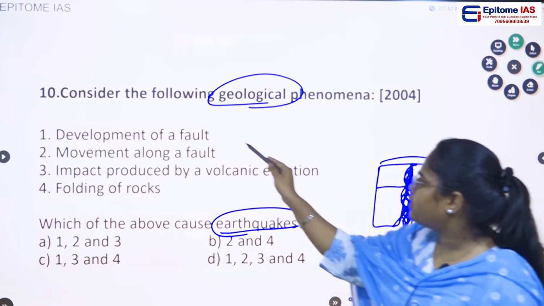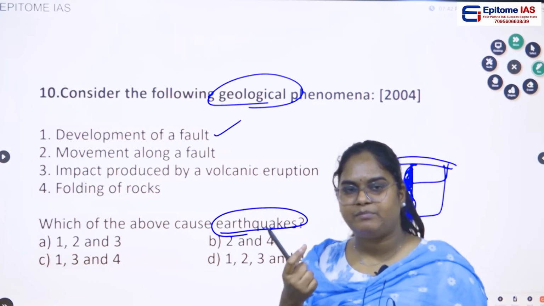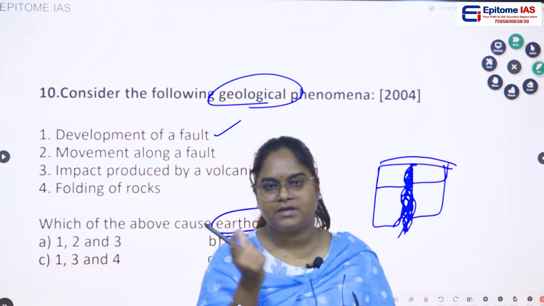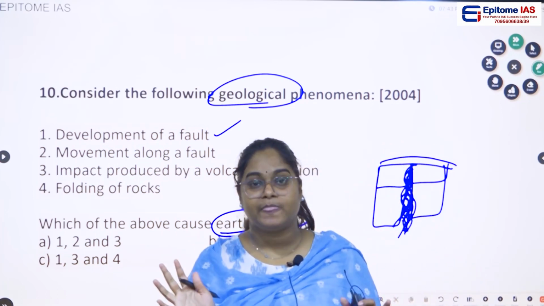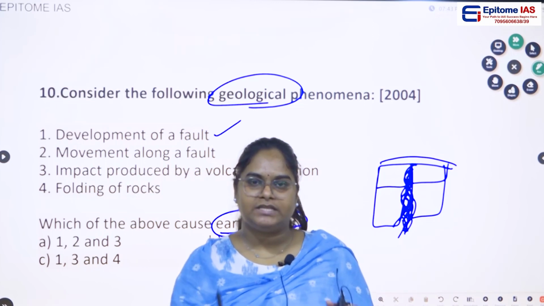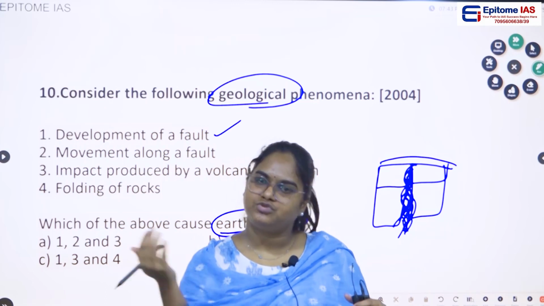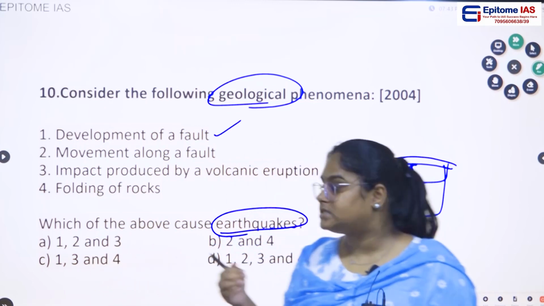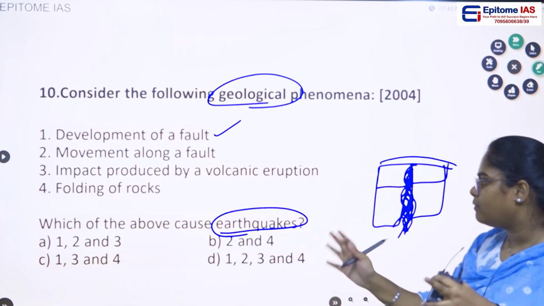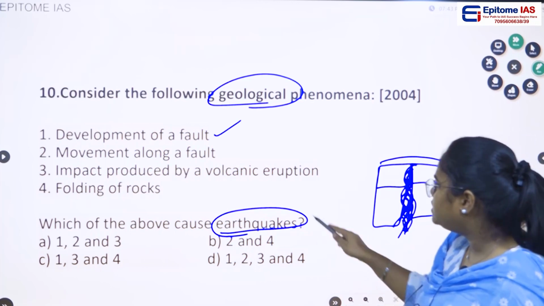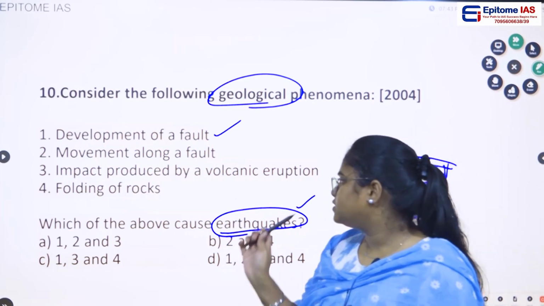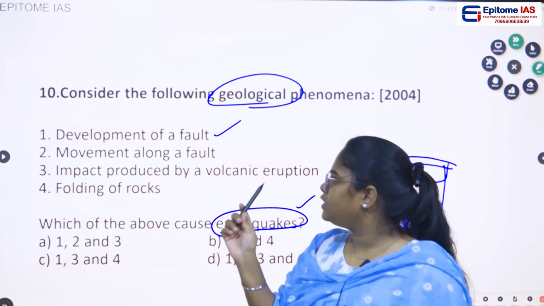So if there is a formation of a fault, that is, a development of a fault in a particular crust, let's say interior of Earth, what will happen? When there is a sudden release of energy from a rock, that is known as an earthquake. The sudden release of a high amount of energy. So it will lead to the cause of an earthquake. So yes, development of a fault is there.